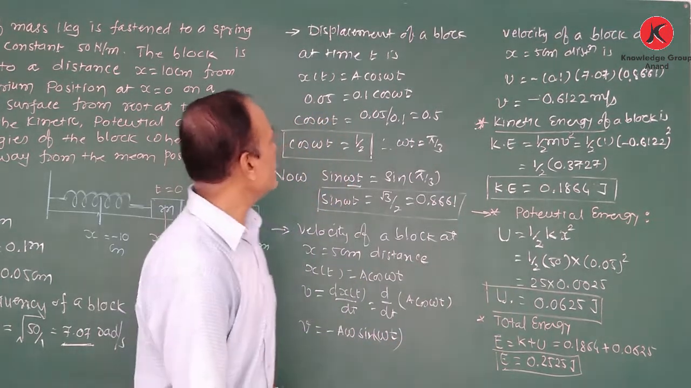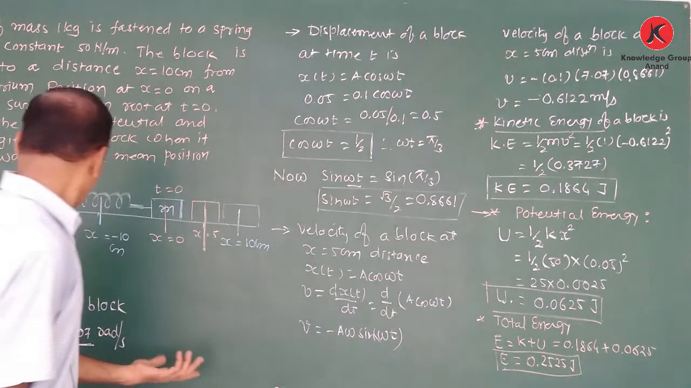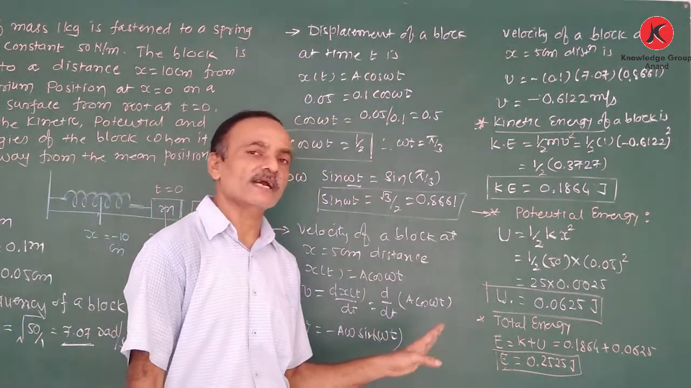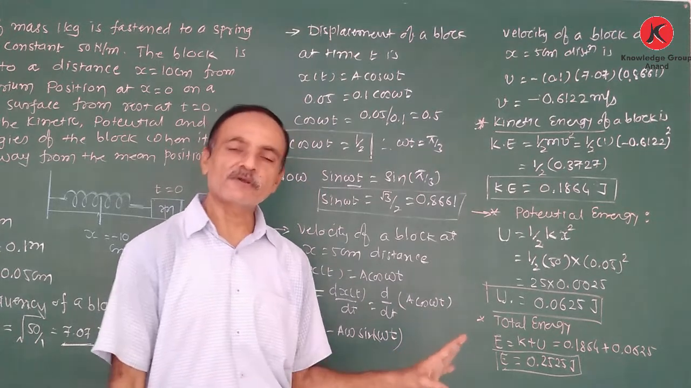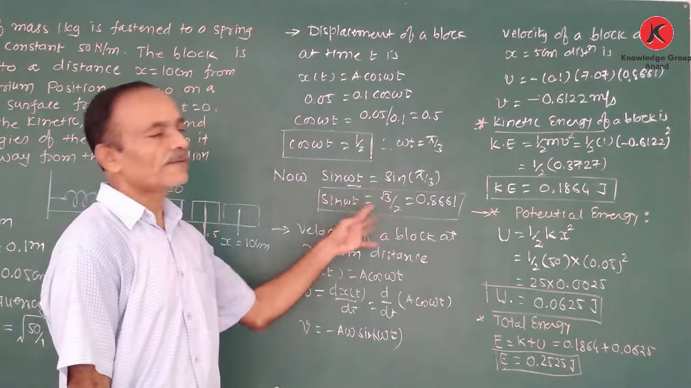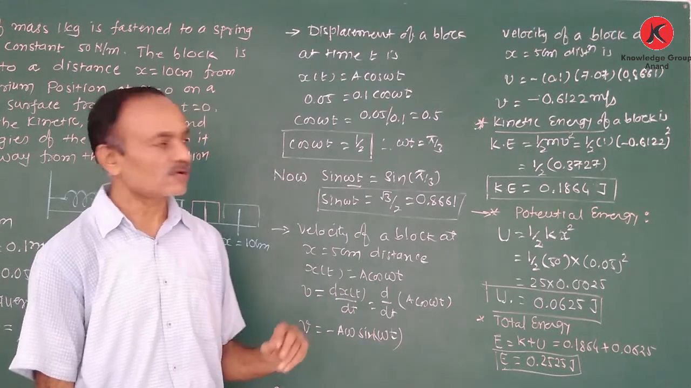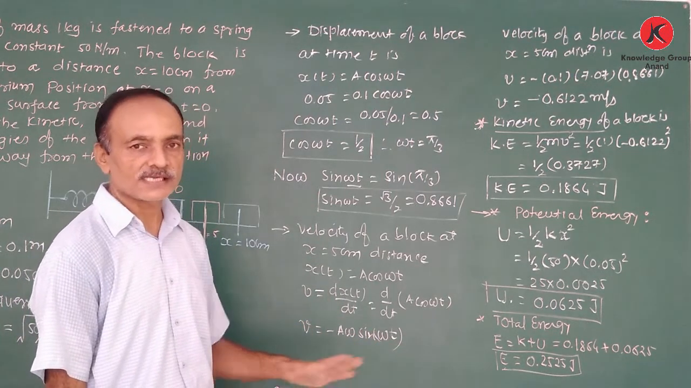So first we calculate the angular frequency of the block. After that, the values of cos omega t and sin omega t, because we have the equations of potential energy and kinetic energy in terms of sin omega t and cos omega t.